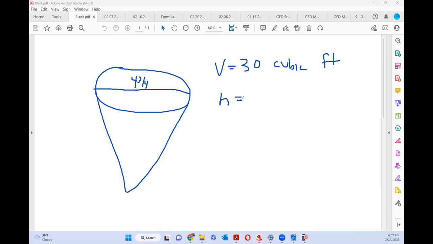Does anybody know how? So I identified this already as a cone. A lot of times they might not tell you it's a cone, but you got to identify it as a cone. I gave you certain information. How can we solve this problem for the height? Does anybody know how to do this problem? Anybody know? Could it be base times height? Nope. Remember, you can use your formula sheet. I do not want you guessing.